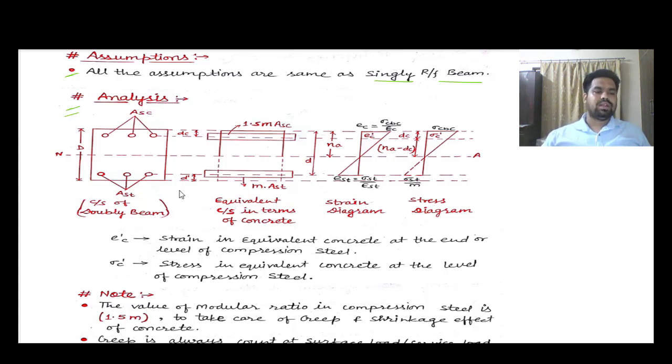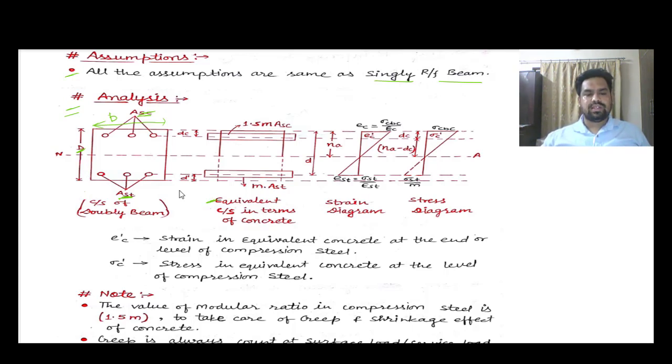First of all, for analysis, like we have done for the singly reinforced beam, we will make the cross section of the beam. We have mentioned here that it has an overall depth of capital D and a width of small b. The area provided for steel in tension is AST and the area provided for steel in compression is ASC. For analysis we have to convert the section into a homogeneous or transformed section.